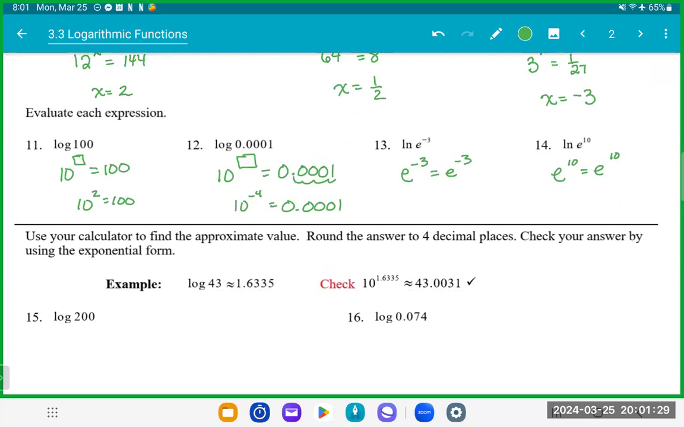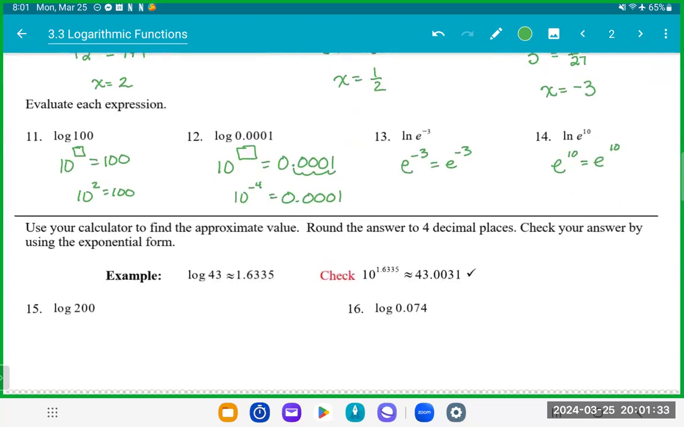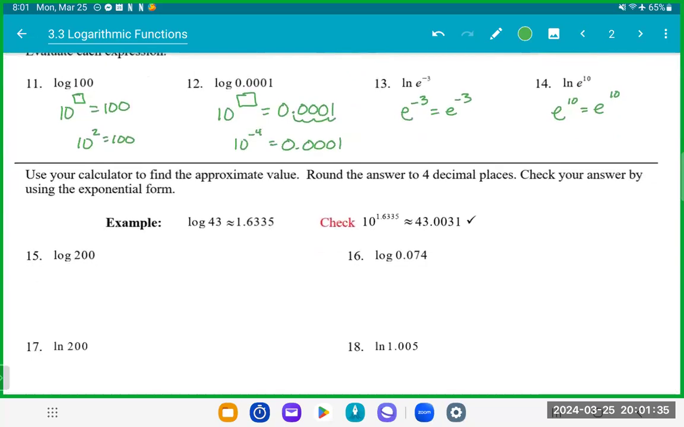So just as we did with the e in our calculator, we could do the same. Let's practice a little bit with the log and the natural log in our calculator. If you put log 43, you should get 1.6335. If you then take 10 and raise it to the 1.6335, you'll get back to that 43 value.